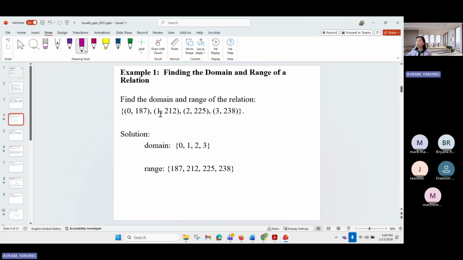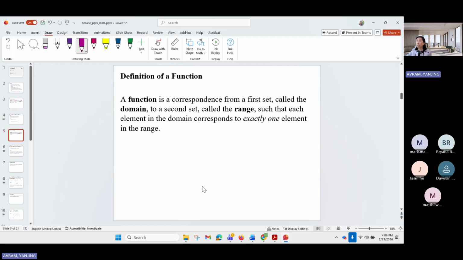Look at this one right here. All the x values are considered the domain. These are all the pairs, so 0, 1, 2, 3. And the y values are called the range. And a function is a set of relationships between x and y. If one x corresponds to only one y, we call this a function. One x corresponding to only one y is a function. It can be the same y.